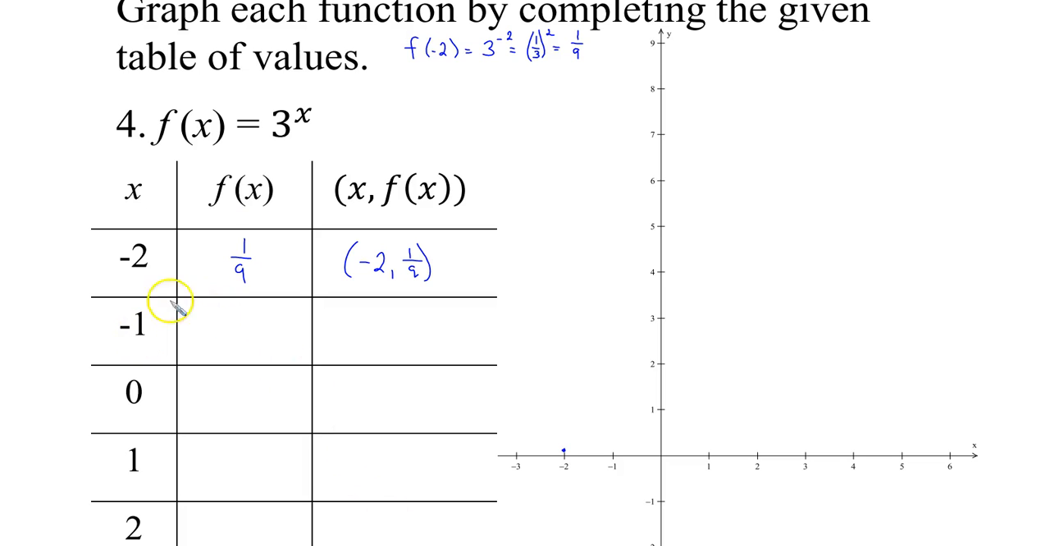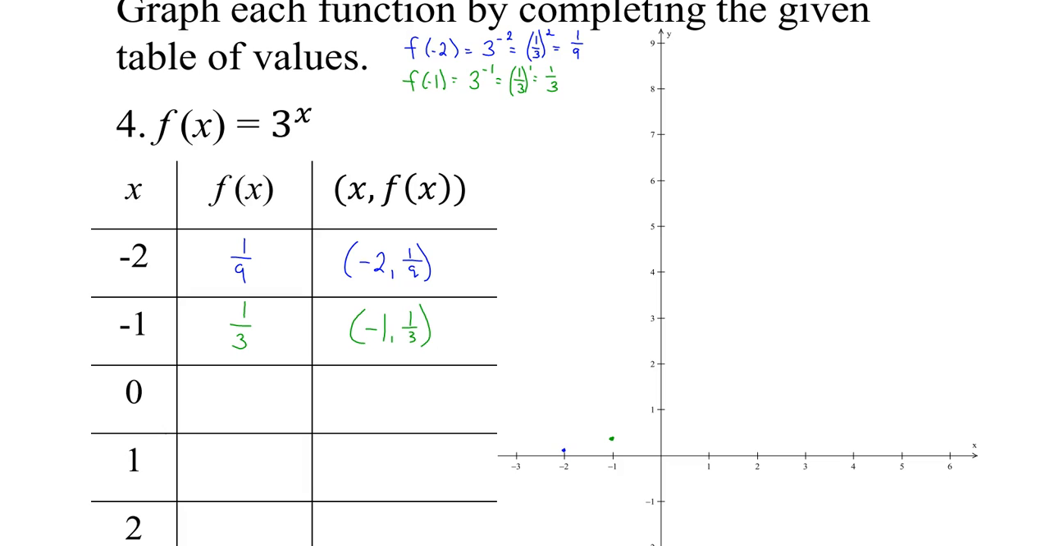Let's do x is -1, and so I'm going to be finding f of -1, which is going to be 3 to the -1st power. Again, my negative exponent flips this over and makes it 1/3 to the +1st power, which is just going to have a value of 1/3. So my f of -1 is 1/3. That tells me my ordered pair is -1, 1/3. And so again, I'm going to go ahead and graph this while I'm at it. 1/3 is a little bit larger than 1/9, so it's going to be somewhere approximately in here.